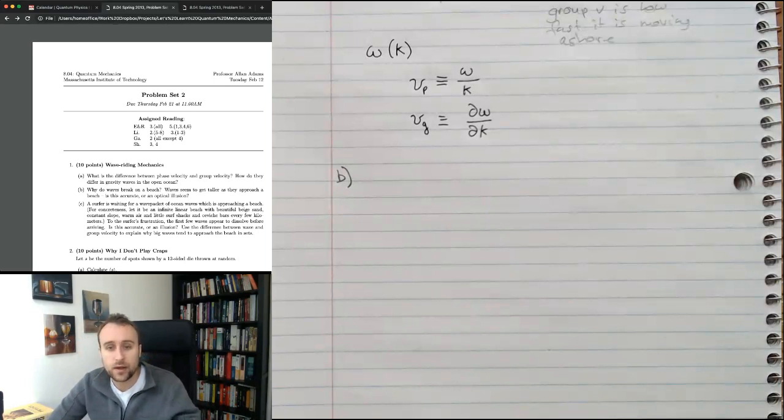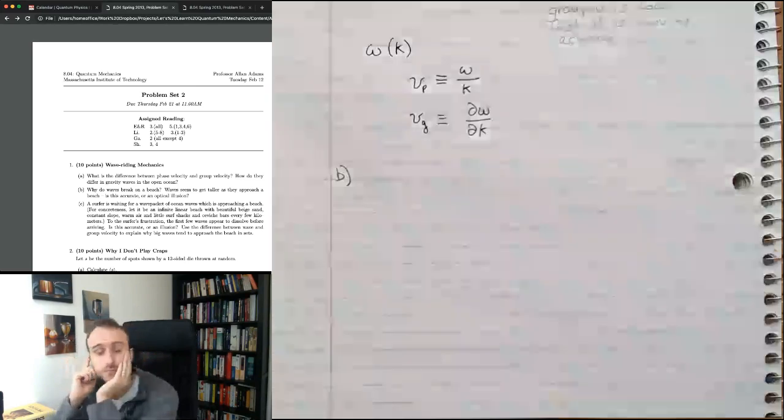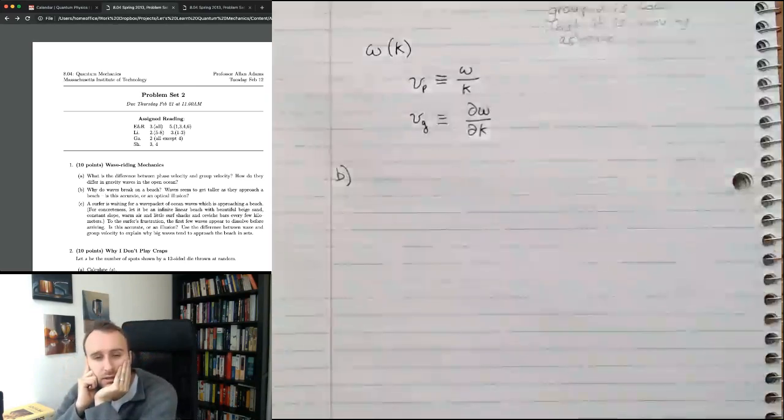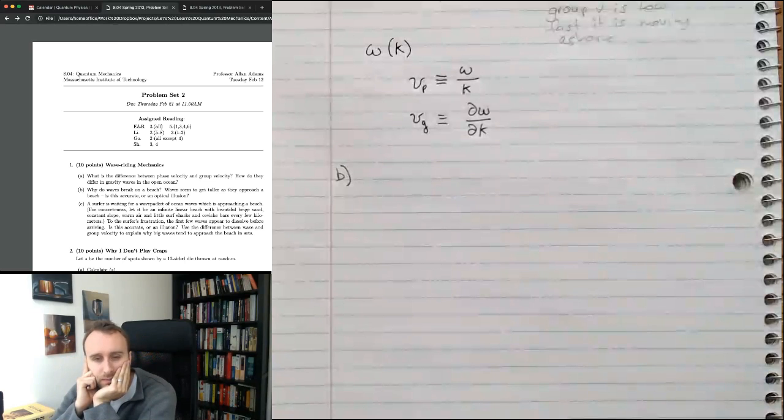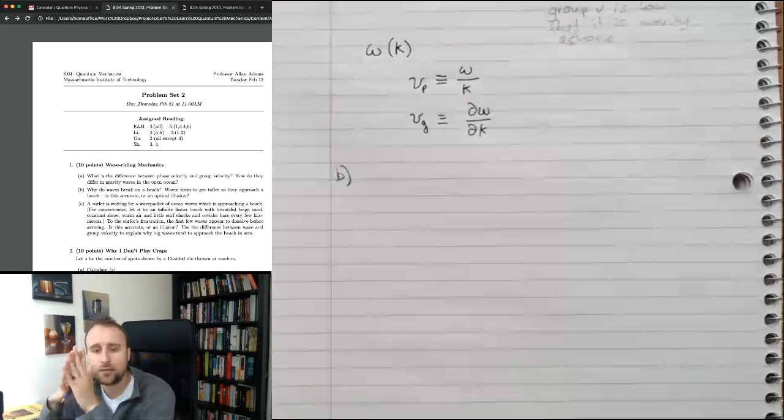B, why do waves break on a beach? Waves seem to get taller as they approach a beach. Is this accurate or an optical illusion? Again, this is an 8.03 intuition, but let's try to think it out. Why do they break on a beach? Well, I actually don't know. Waves seem to get taller as they approach the beach, so it has something to do with the phase velocity and group velocity. And we just read in the book that because of the dispersion mechanism in water, sharper waves move faster.